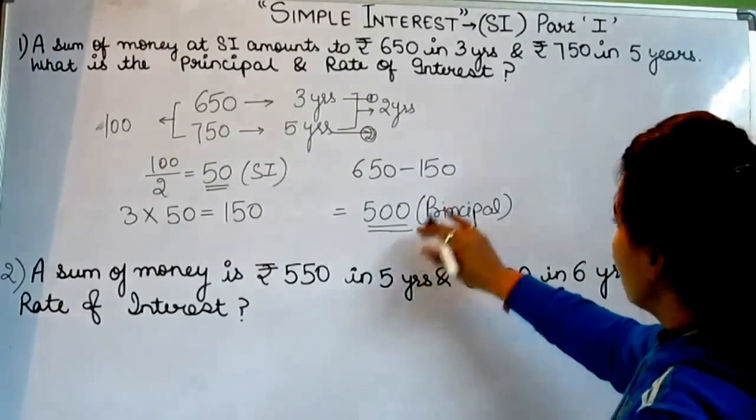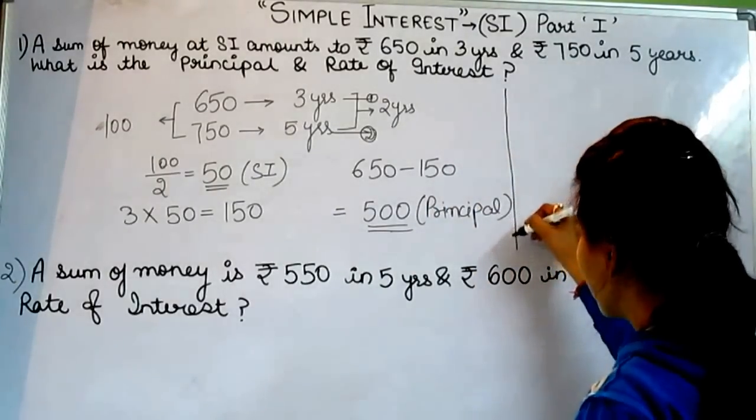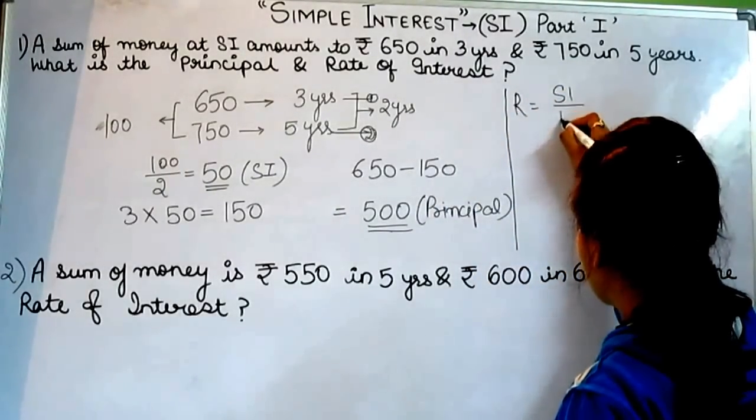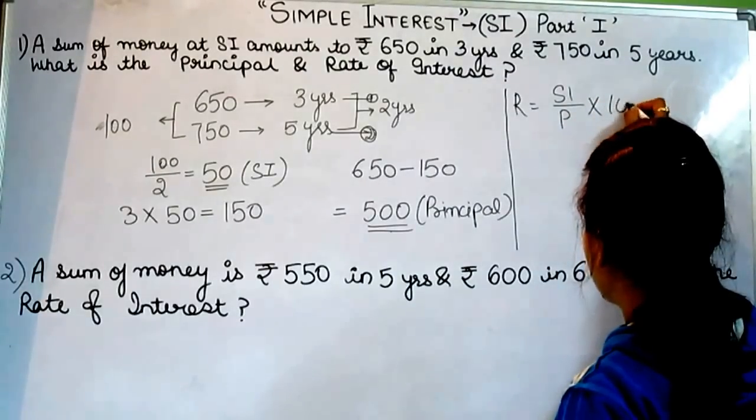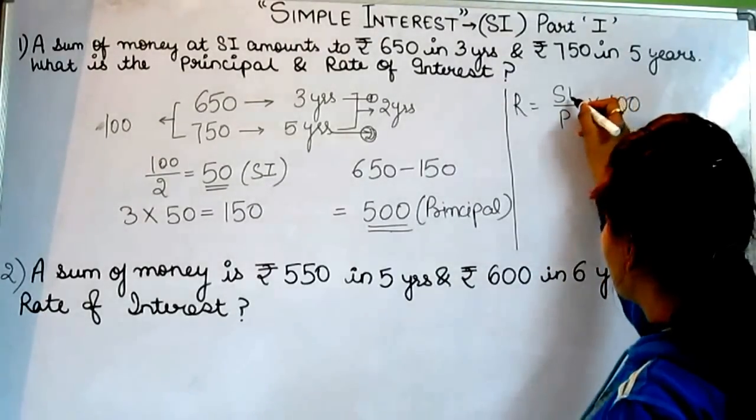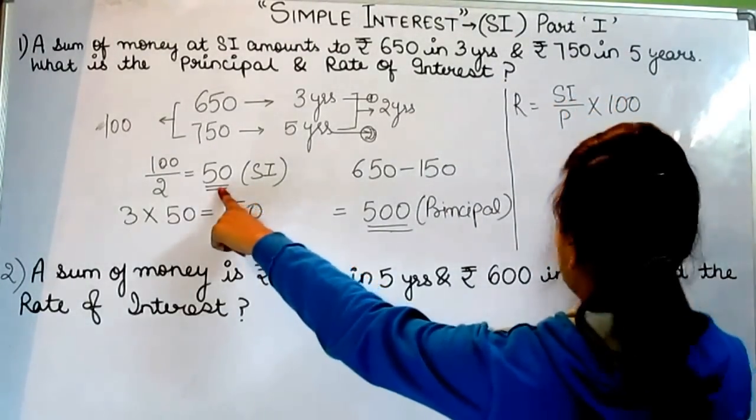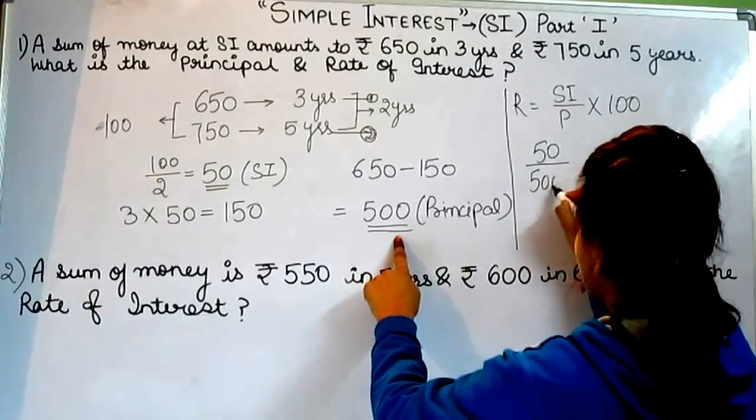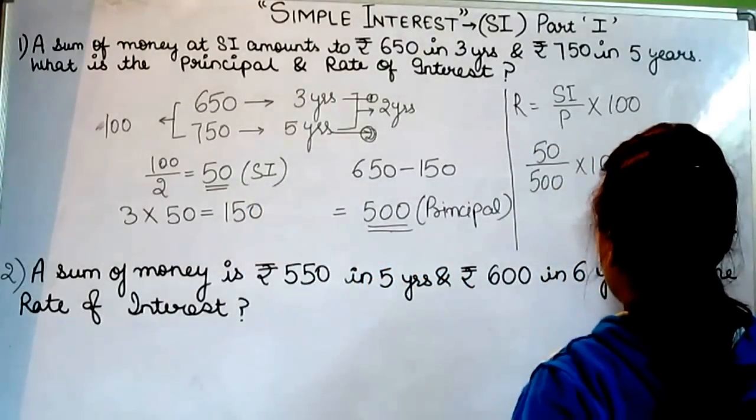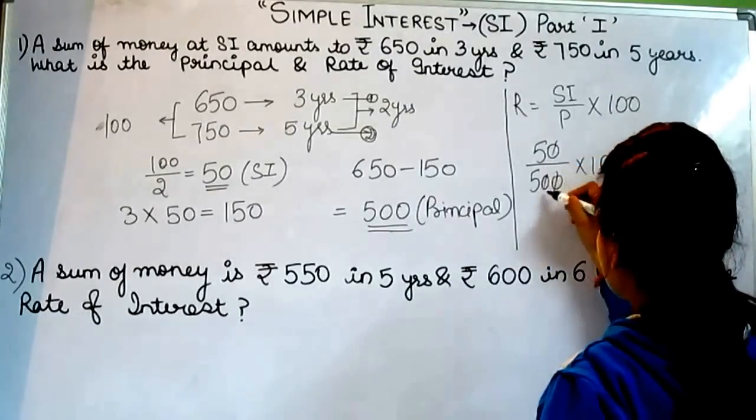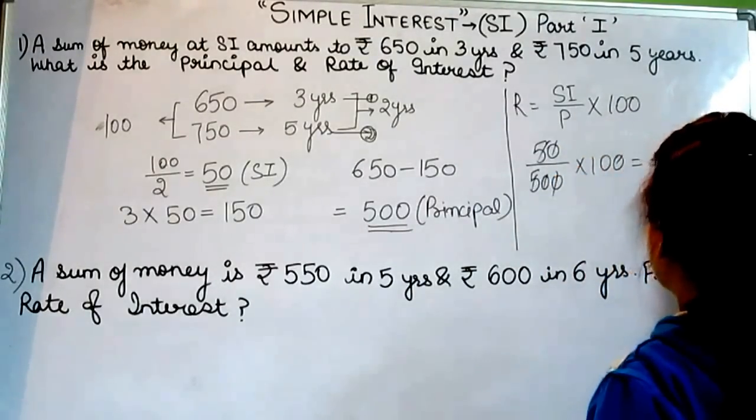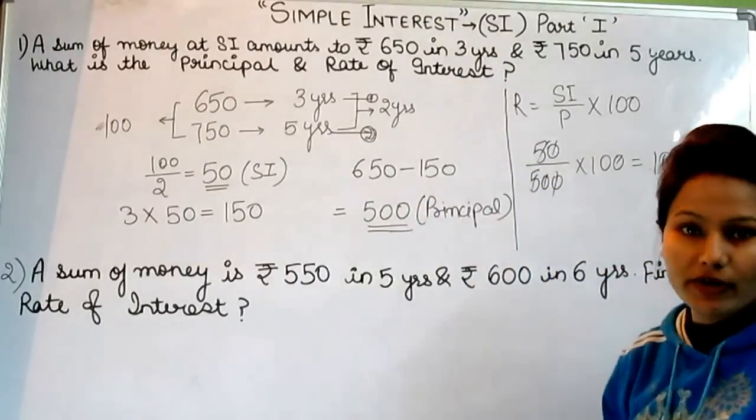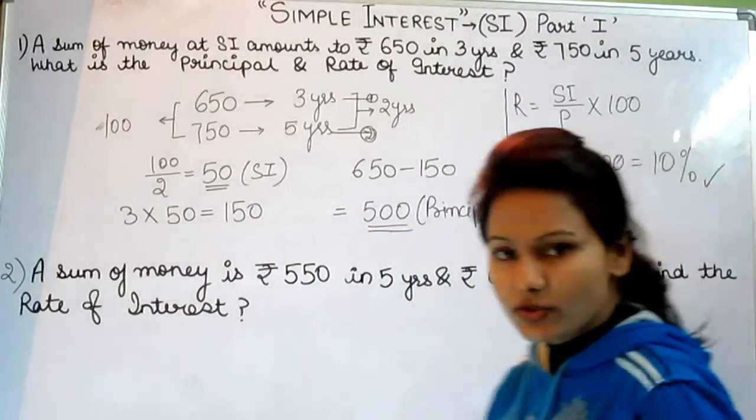This was the principal and the formula to get rate of interest is equal to simple interest divided by principal into 100. Simple interest for 1 year was rupees 50. Principal is 500 into 100. When we solve this equation, we get 10. So 10% is the rate of interest. It was the first question.